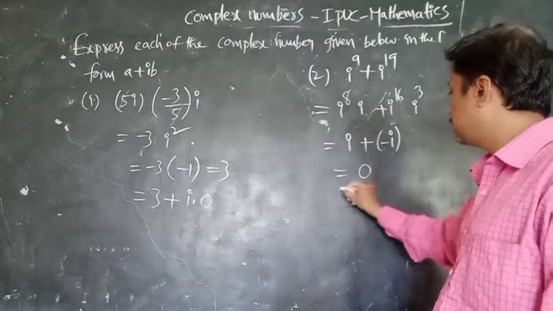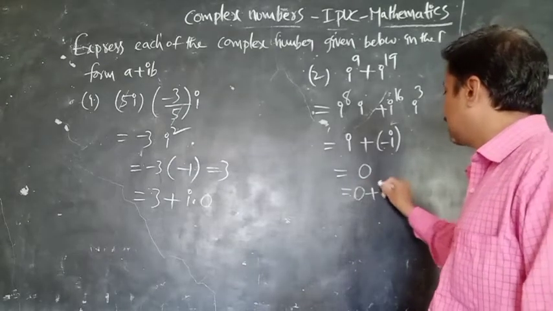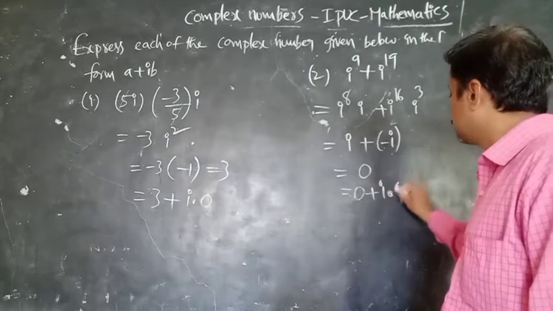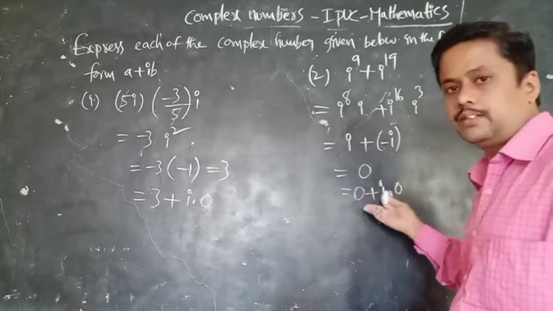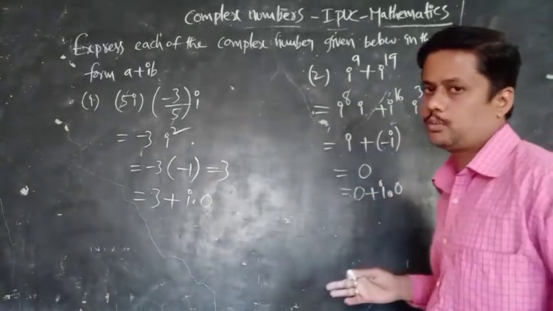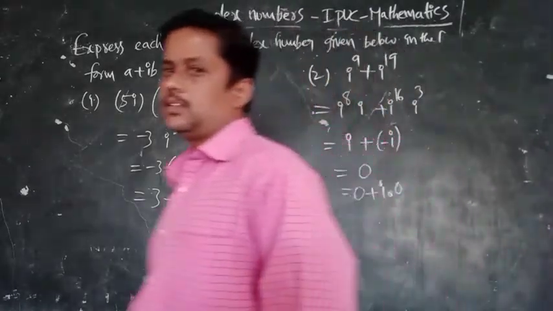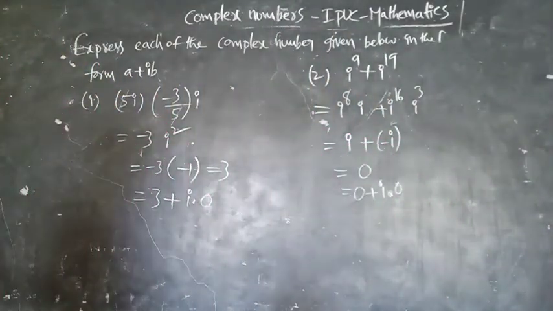So 0 can be written as 0 plus i into 0. So a plus ib: what is a? 0, and b is 0. So 0 plus i into 0. Like that we have to simplify. Okay.